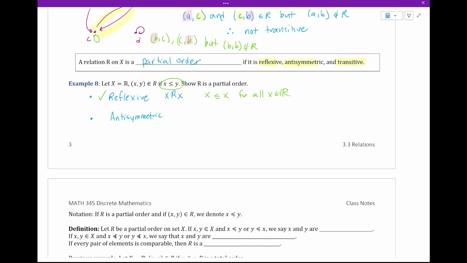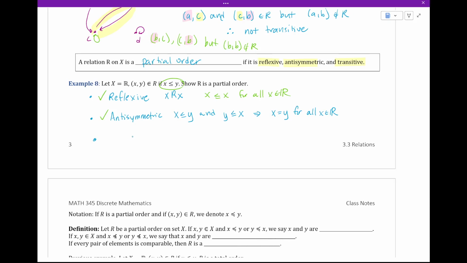So what I want to show for this one is, let's see: if X is less than or equal to Y and Y is less than or equal to X, does that mean that X is equal to Y? And I think it does. If X is less than or equal to Y and Y is less than or equal to X, the only way that works is if X and Y are the same, for all X in the real numbers. So it is also antisymmetric.